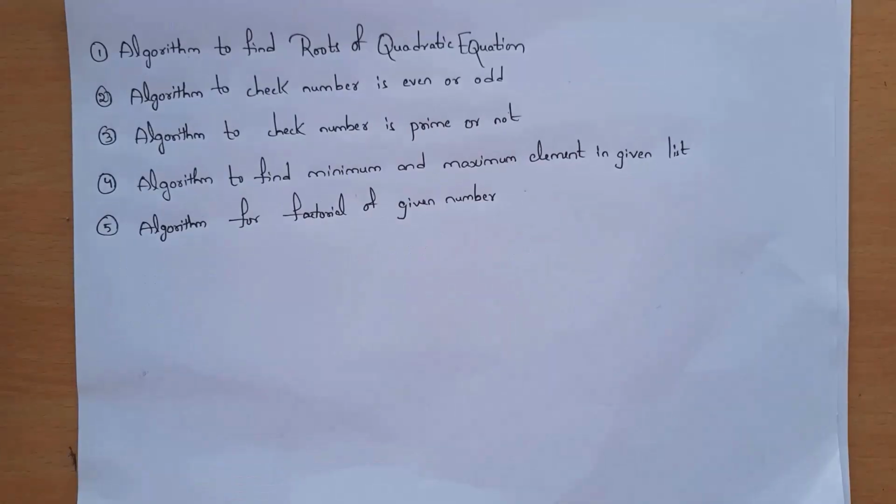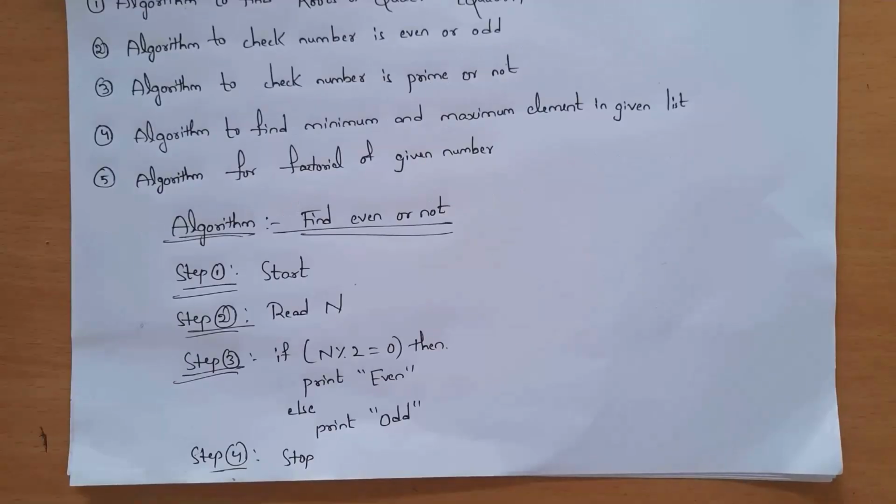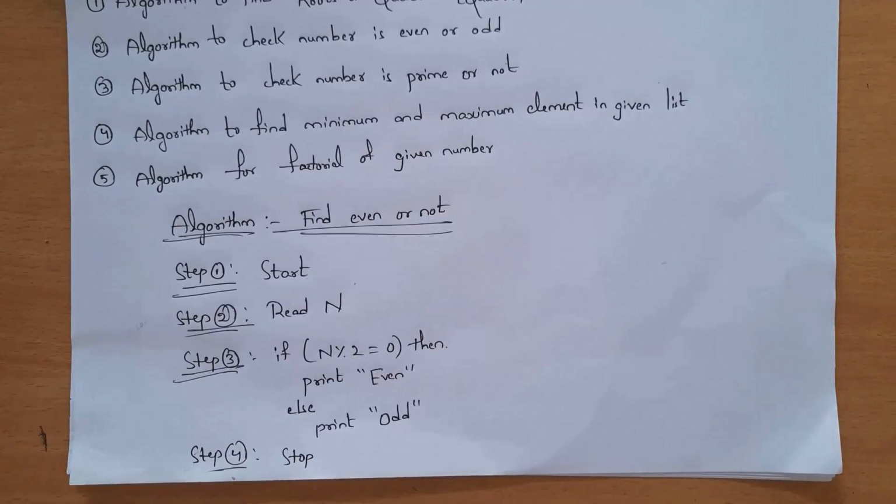The next topic is the algorithm to find roots of a quadratic equation, and I will also explain algorithms to check whether a number is even or odd, to check whether a number is prime or not, to find maximum and minimum elements in a given list, and the algorithm for the factorial of a given number. First, I will explain the algorithm to check whether a number is even or odd.